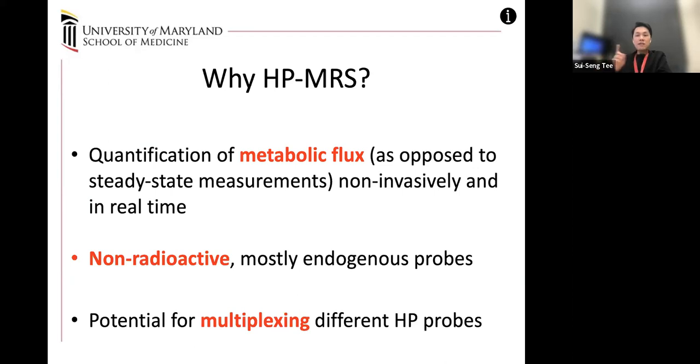Because NMR shifts of different molecules appear depending on the chemical structure of the molecule, these signals are non-overlapping. Again, in contrast to FDG PET, where all you're measuring is radiation. So there, if you put in 18F-FDG plus 18F-glutamine, there is no way to differentiate the two.